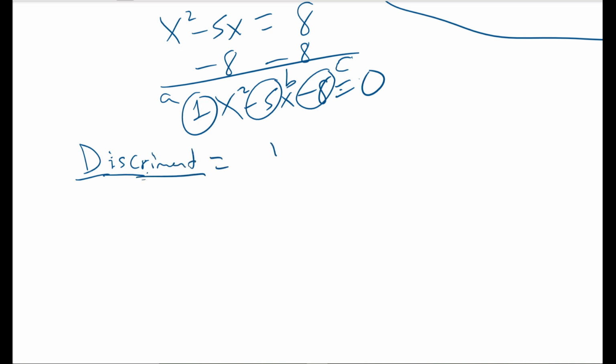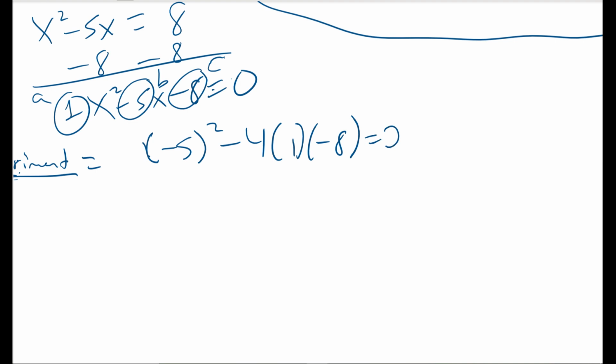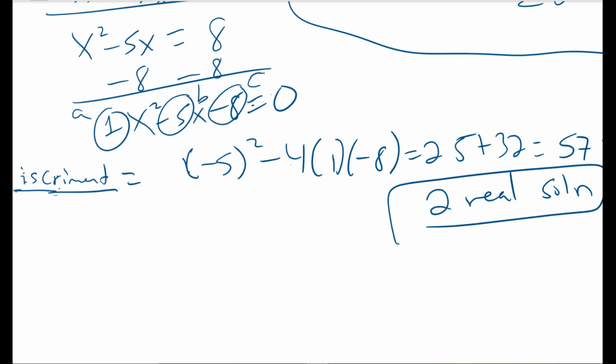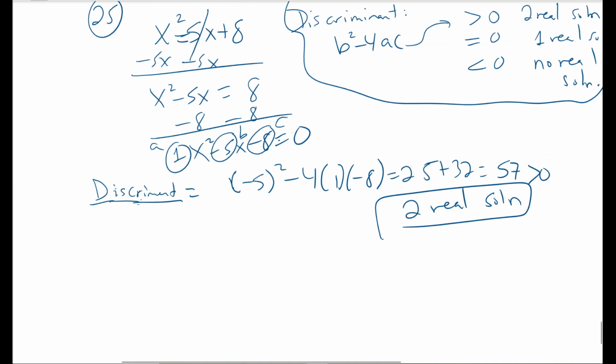b squared minus 4ac. Well, 5 squared is 25. Negative 4 times negative 8 is 32. So you get 57, which is greater than 0, which means 2 real solutions. Done. Okay, that's all you have to do. Once you calculate it, you get the number of real solutions.